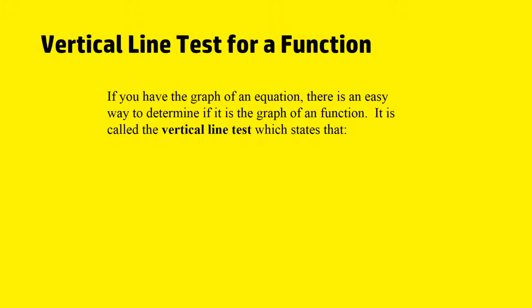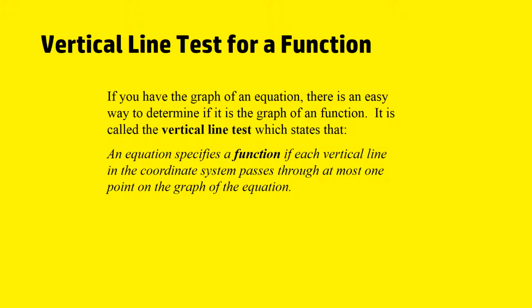So the vertical line test is what we just did. If you have a graph of an equation, there's an easy way to determine whether it would be the graph of a function. It is called the vertical line test. So here's a statement of it, of the VLT. An equation specifies a function if each vertical line in the coordinate system passes through at most, that means no more than one time, at most one point on the graph of the equation.